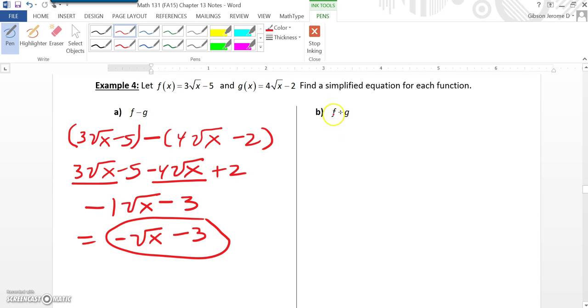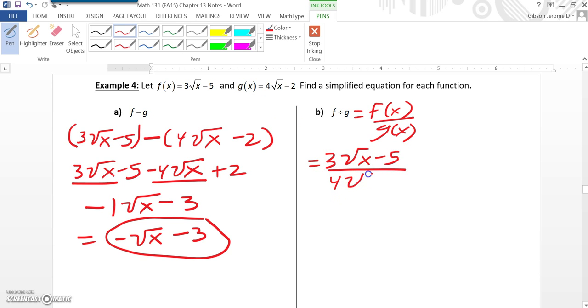Now we come here, we have f divided by g. So basically, just writing this out, this is really f of x divided by g of x. Now, when we write this, f of x we know is equal to 3 square root of x minus 5. And g of x is 4 square root of x minus 2. Now we know we need to take the conjugate of our denominator, which would be 4 square root of x plus 2, all over 4 square root of x plus 2. So now we will multiply.